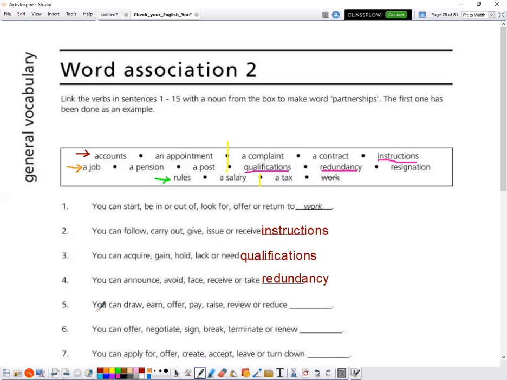Next one. You can draw, earn, offer, pay, raise, review, or reduce. The answer is in the third line, the last line, the green line, the first half. It relates to money.